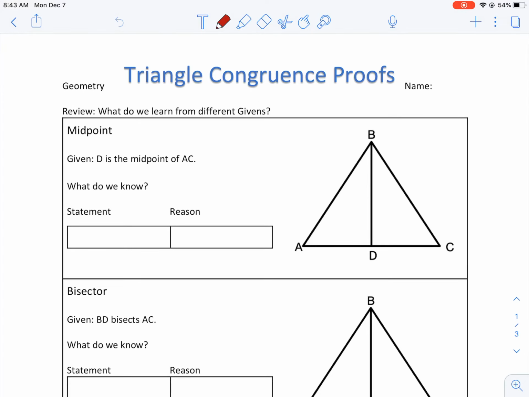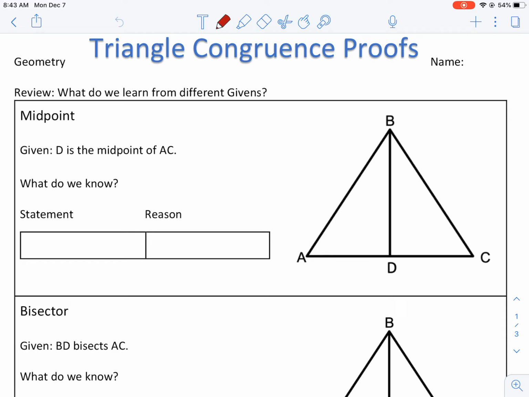So let's go through. The first given you could be given is midpoint, all right? So it says given D is the midpoint of AC. So if D is the midpoint of AC, what do we know? Well, midpoint means the middle, right? If it's in the middle, both sides are the same. So what we know is that this is equal to that, all right?